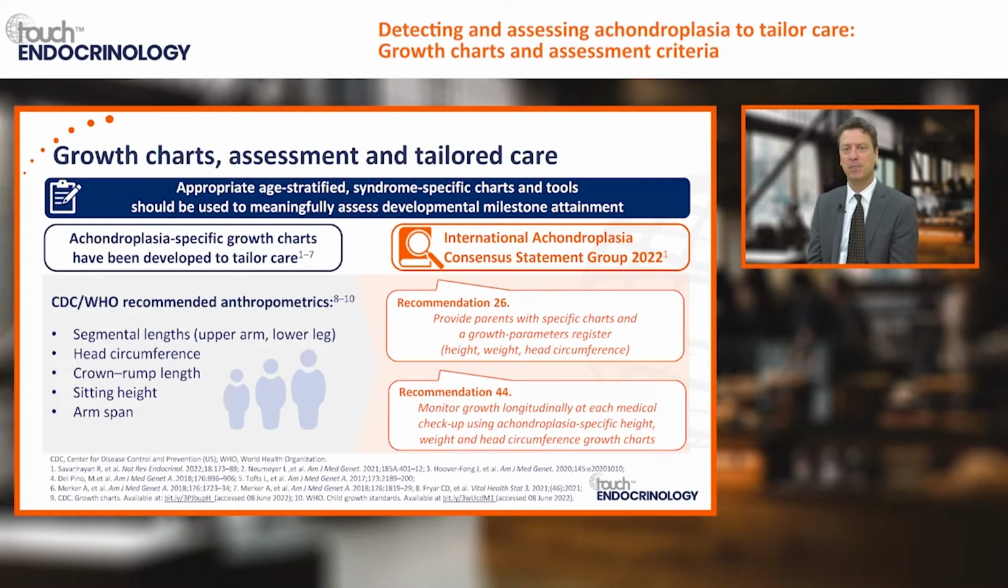And in addition to just measuring the height and the weight as we would typically in any child, the CDC and WHO also recommend additional anthropometric measurements such as head circumference, segmental length, sitting height, and so on. And the International Consensus Guideline highlights the need to provide the parents with specific growth charts so that they can see how their child is growing compared to other children with achondroplasia, and the need to monitor growth longitudinally to help identify if there are any deviations from the expected growth pattern for a child with achondroplasia.